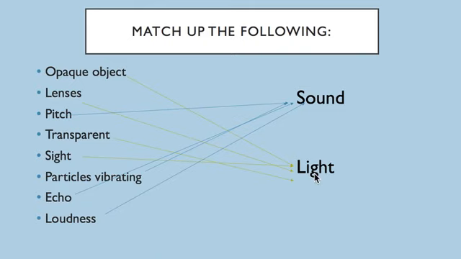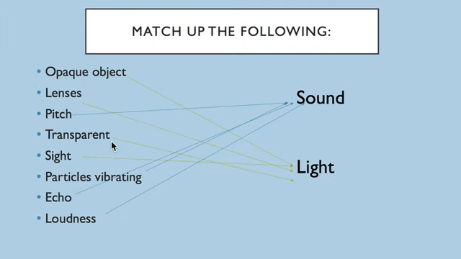Okay, so let's have a look at the ones linked with light now. So an opaque object is something that won't let light through. Lenses, we talk about a lens. A lens uses something called refraction, which will change the direction of light to either focus it to a point or to spread the light out. And transparent objects are like the opposite of opaque objects. Transparent objects will let light through.